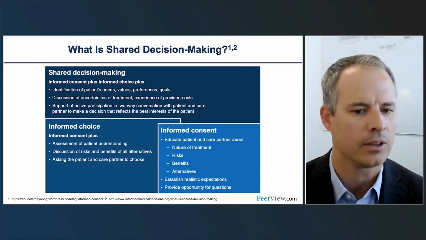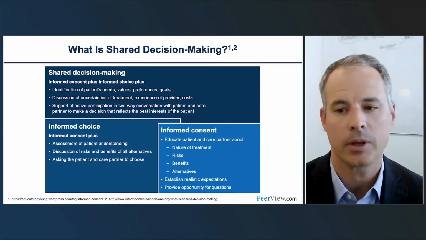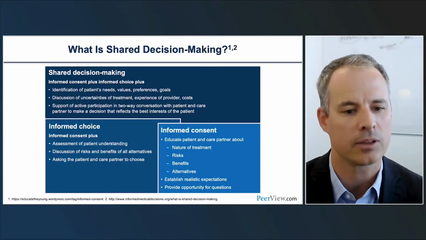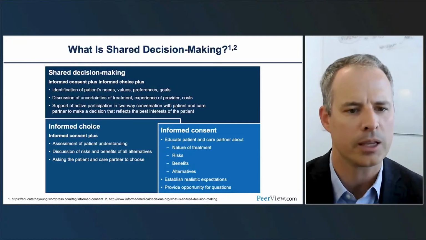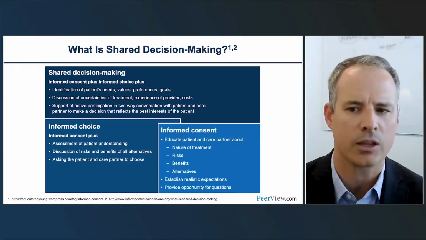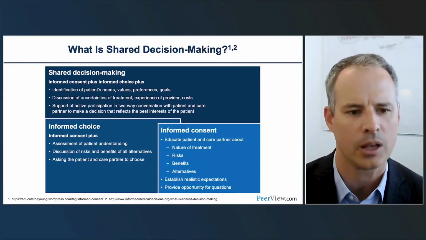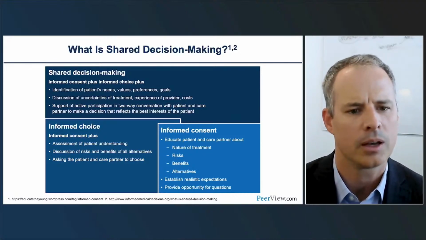Informed choice adds a discussion of risks and benefits of alternatives, assessing the patient's understanding of what you've said, and discussing and asking the patient and their care partner to make a choice. Shared decision-making incorporates even more, in which we need to identify the patient's needs, values, preferences, and goals. What is their goal of care? What do they envision for themselves? I think this is really important when discussing anti-amyloid therapies.